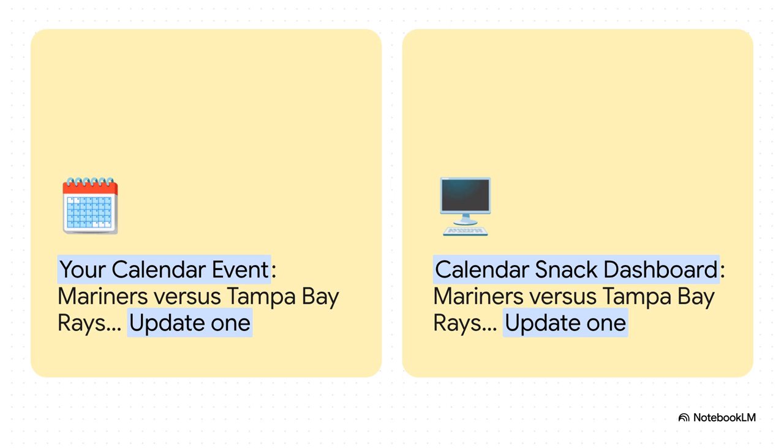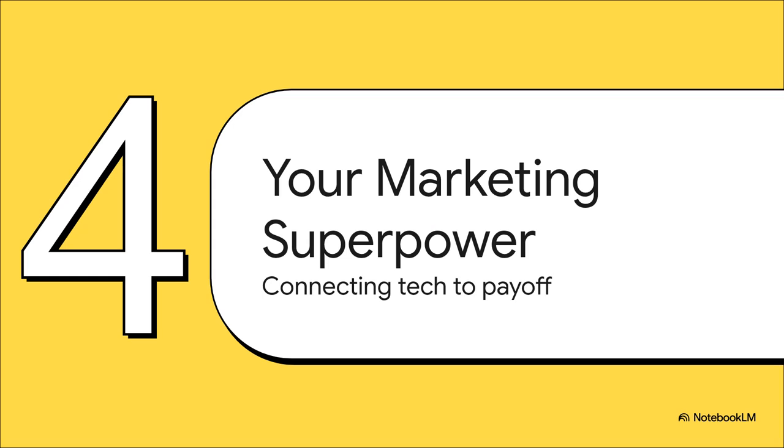So Greg goes back to his personal calendar, and he just adds the text, Update 1, to the event description. He hits save, and almost instantly, you can see it right there on the right. The dashboard updates to match. No logging in, no re-uploading anything, no manual syncing. It just works.